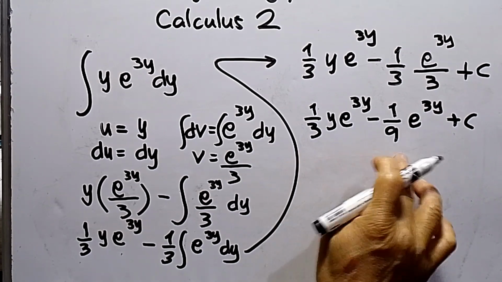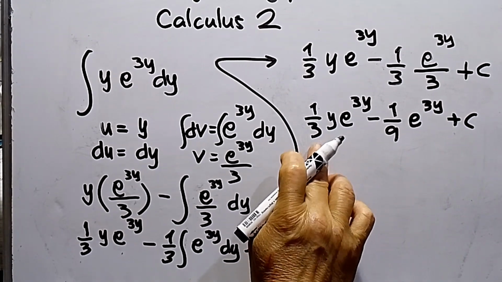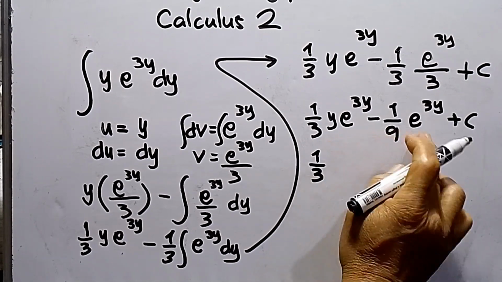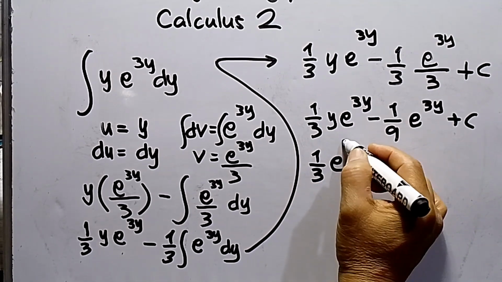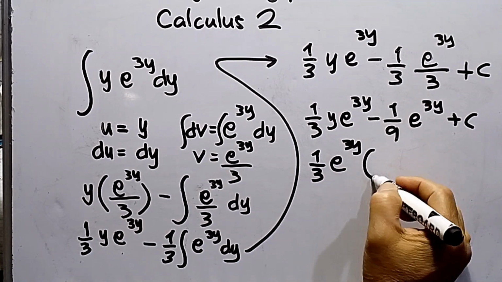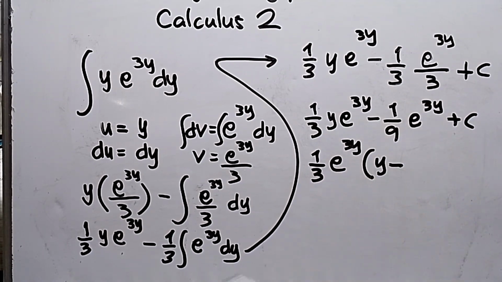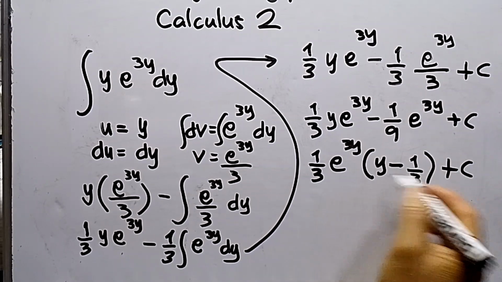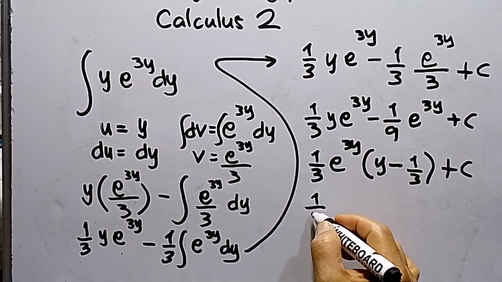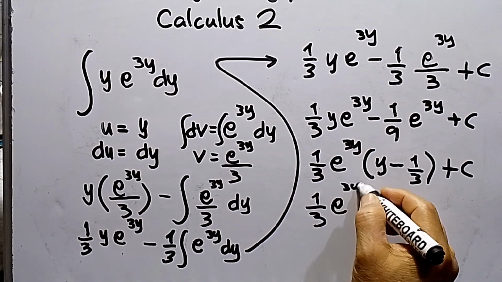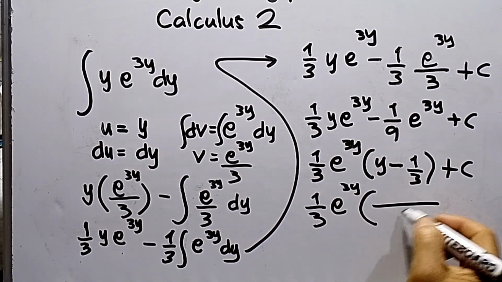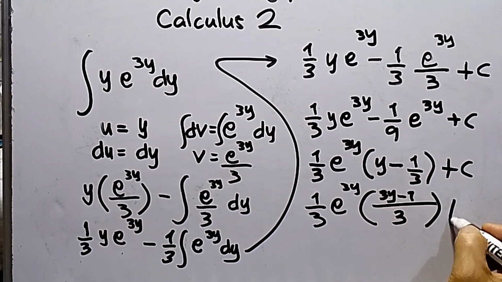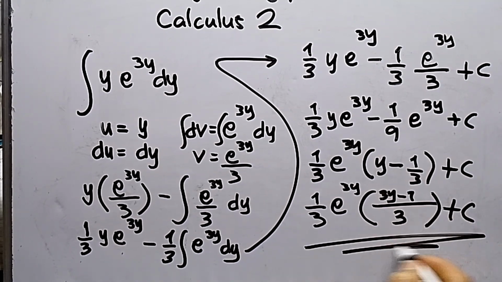So need to factor out the common between 1/3 and 1/9. Common will be 1/3, and then common also is e raised to the 3y. Then this will be y minus 1/3 plus c. Okay, to simplify this one, I could write this one as 1/3 e raised to 3y. LCD will be 3, so this will be 3y minus 1, plus c. So this is my final answer. And that's all.